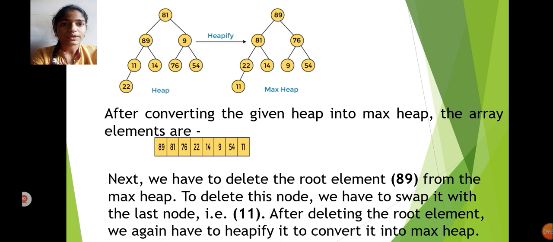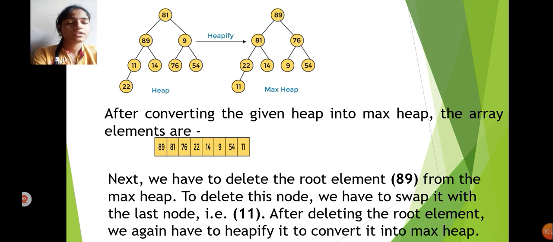Next, coming down, 22 and 11: 22 is greater than 11, so they will be swapped, and 11 will become the lower node. Left will be the 22 subtree and right will be 14, and the root will be 89. Comparing with the root, the super parent 81, 89 is greatest, so again swapping with that, the root will become 89 and the left subtree root will become 81.